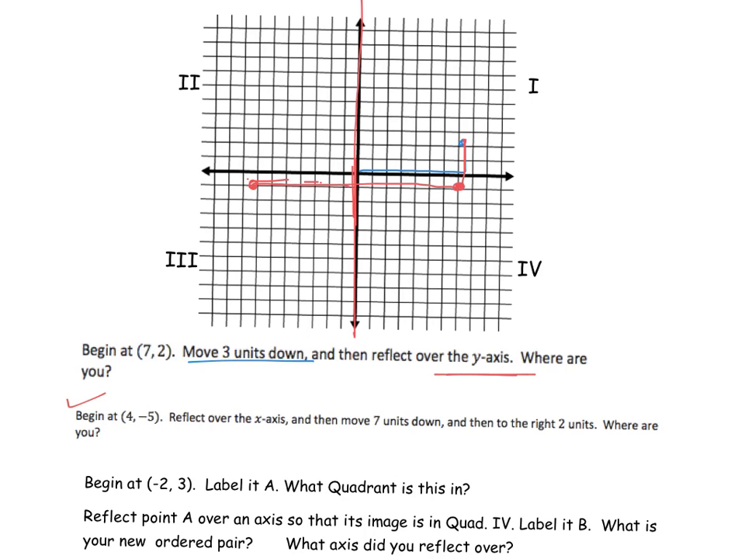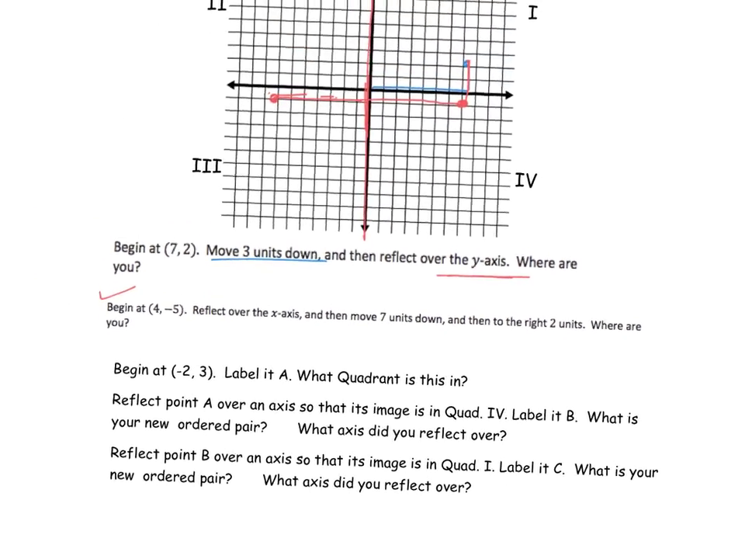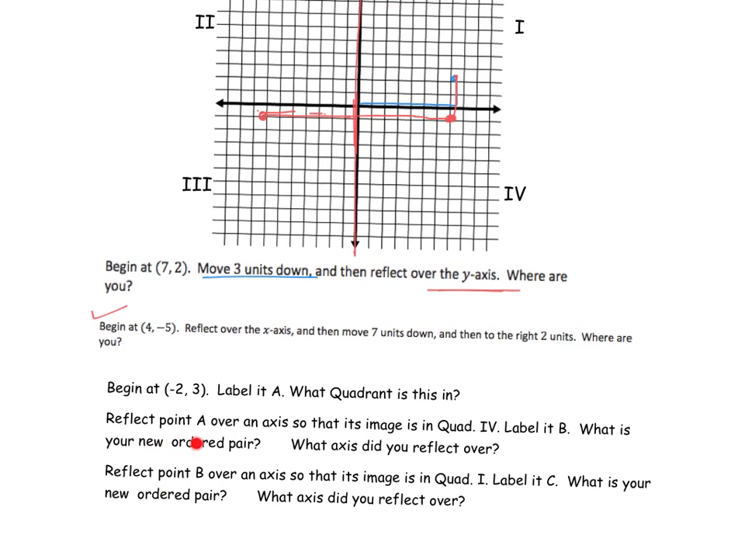Okay, I'm going to have you do this one by yourself. I'm going to skip because this is getting pretty long and show you what this part means right here. It says begin at -2, 3, label it A, and what quadrant is it in. So we're going to go to -2, 3. So -2, 1, 2, 3. And it is in quadrant 2.